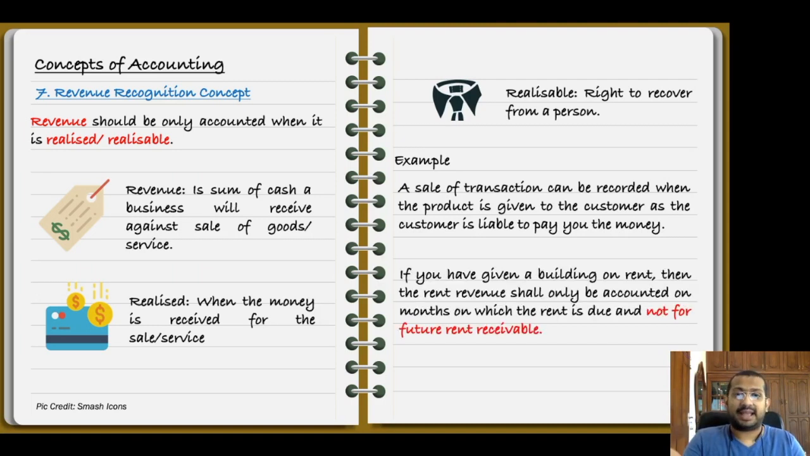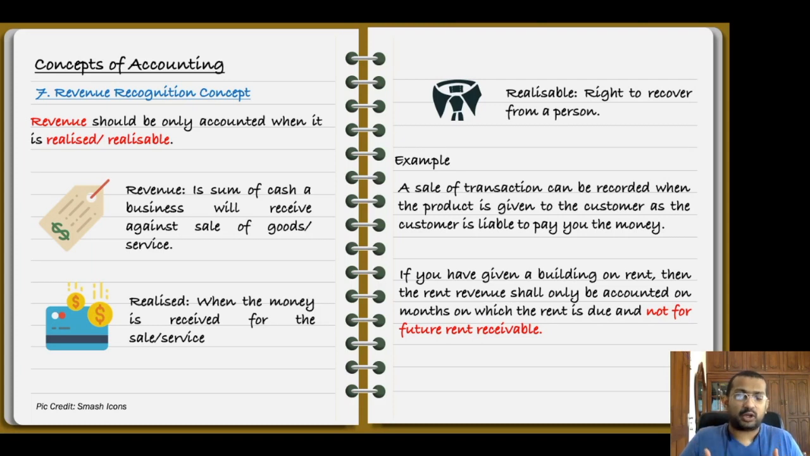As I said, if you have given a bill, but I would say where the importance is. If you have given a building on rent, then the rent revenue shall only be accounted on the months on which the rent is due and not for the future rent receivable. Example, I will illustrate that. Okay, I have given a building for rent for rupees 1 lakh per month.